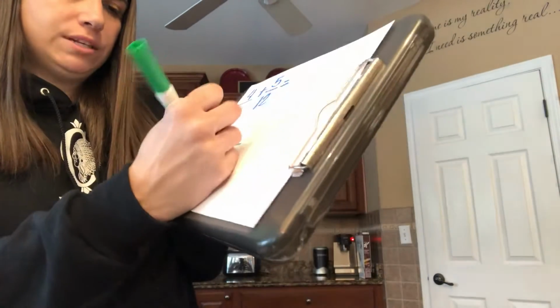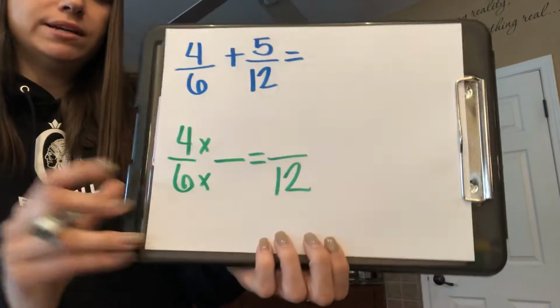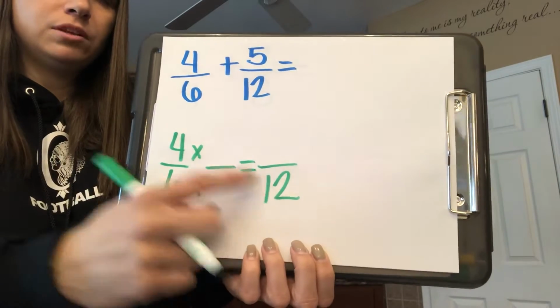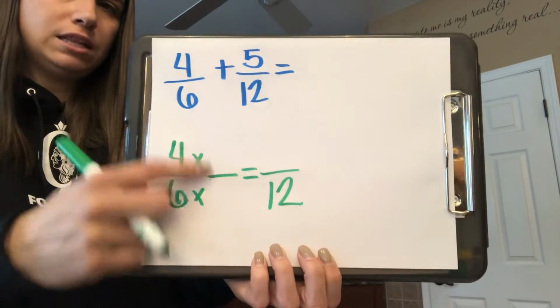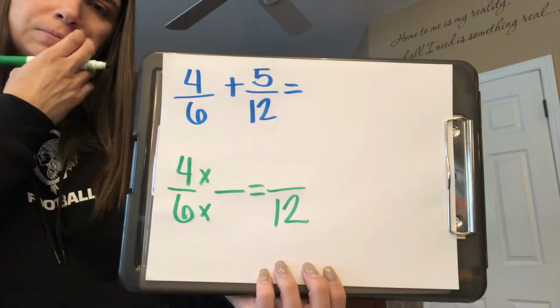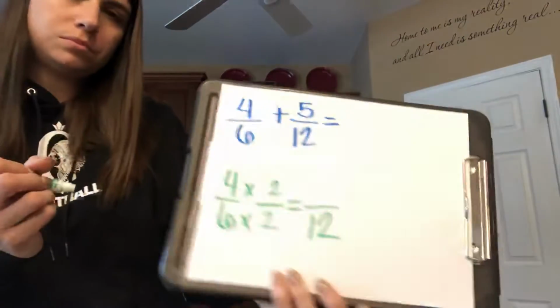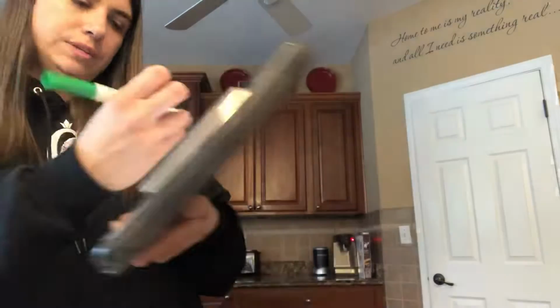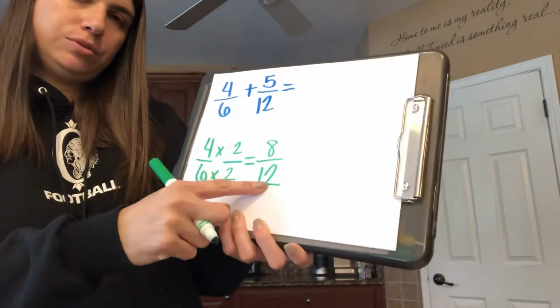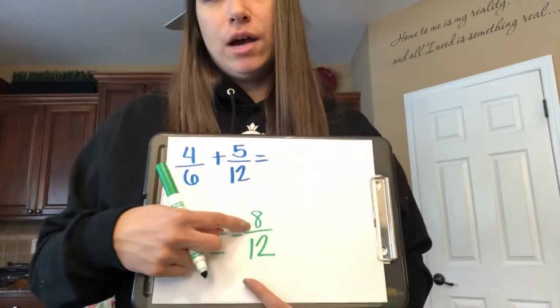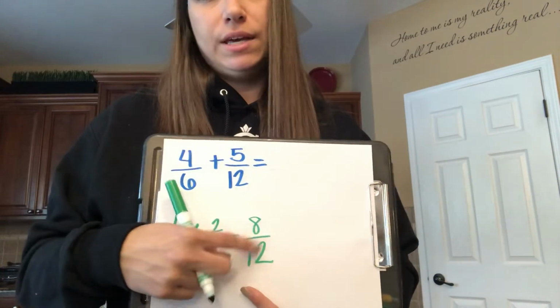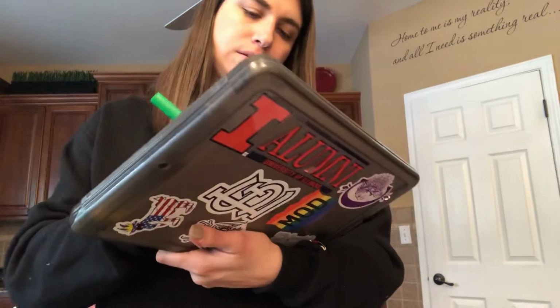So I'm gonna already change my denominator down here to 12, and think about what times 6 is gonna get me 12, and whatever that is, I'm gonna do it on the top and the bottom, numerator and denominator. So I'm going to multiply them both by 2. So 4 times 2 is 8. 6 times 2 is 12. So now 4/6 is the same as 8/12. So I'm going to replace the 4/6 with 8/12, and I'm going to add.